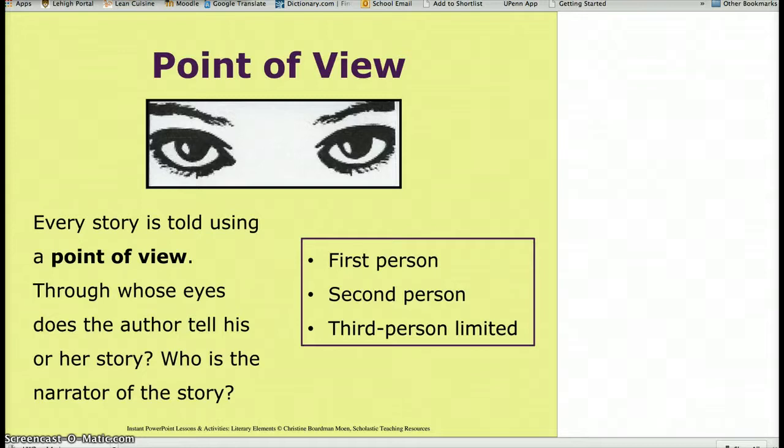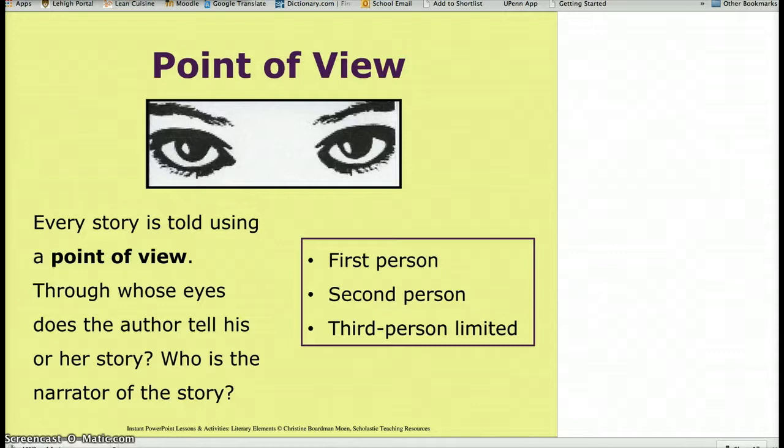Second person point of view, I think, would be kind of difficult in storytelling. It is being told to you as if it's happening to you. So the author is telling the story to you about you. Let's think about how many people are involved in that. The author talks to you, the reader, about you, the reader. Only two people are involved there. So second person means two people involved: the author and you.